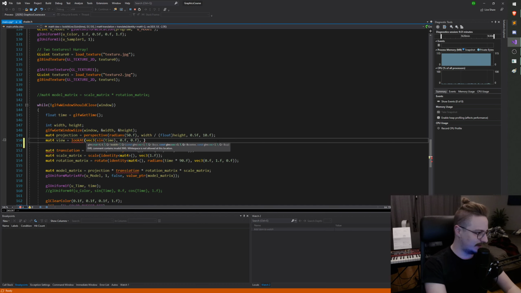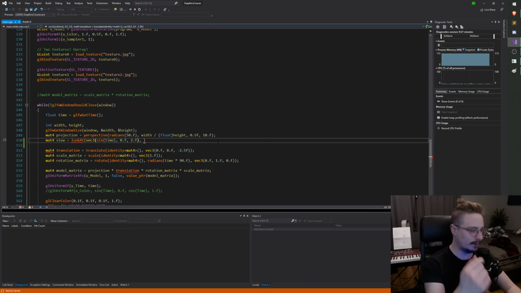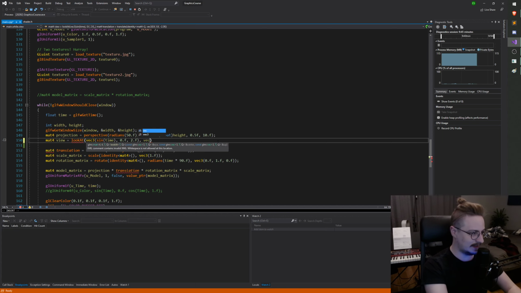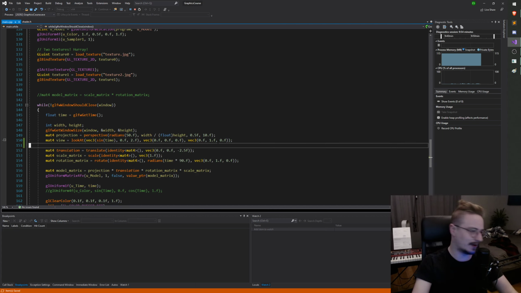Then center. So I will have it actually look at, I'm gonna put it a bit away on the Z axis. That's out of the screen. So it's gonna be 2 units out of the screen. And I will have it look straight in the middle, right in the origin. That's where I want the camera to look. And then the up vector, I'm gonna do the y-axis, because that's what we've kind of been working with so far.